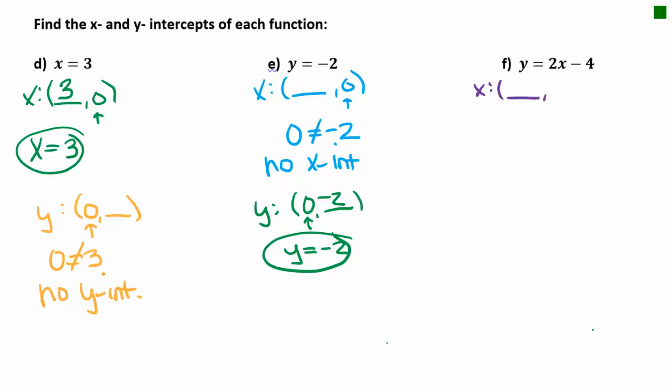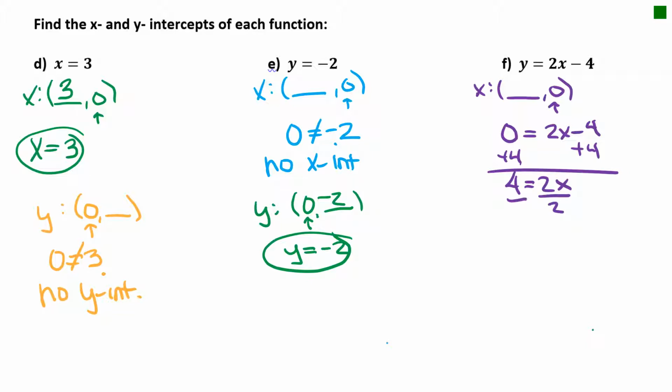So for this last one, we've got to find the x-intercept. Remember, it's going to be (x, 0). Put 0 in for y. Oh, look, the very first thing I see is y, so I'm going to put 0 equals 2x minus 4. That's an equation. I have to solve it, so I'm going to add 4 to both sides. So 4 is equal to 2x. I have to divide by 2. 2 is equal to x. So my intercept is (2, 0).